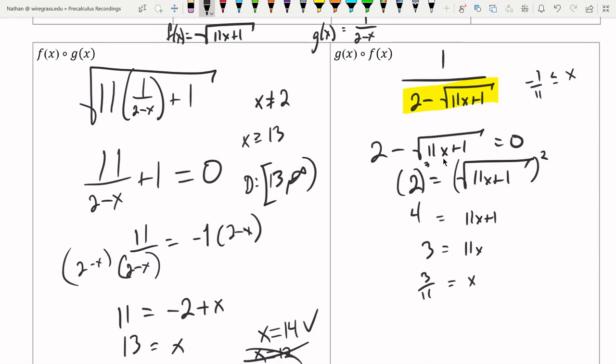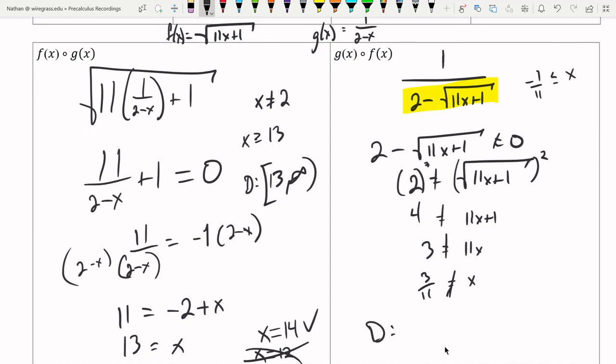Let's just test that. 3 over 11 times 11 is 3. 3 plus 1 is 4. The square root of 4 is 2. And 2 minus 2 is 0. So x cannot equal 3 over 11. 3 over 11 is in this domain range.